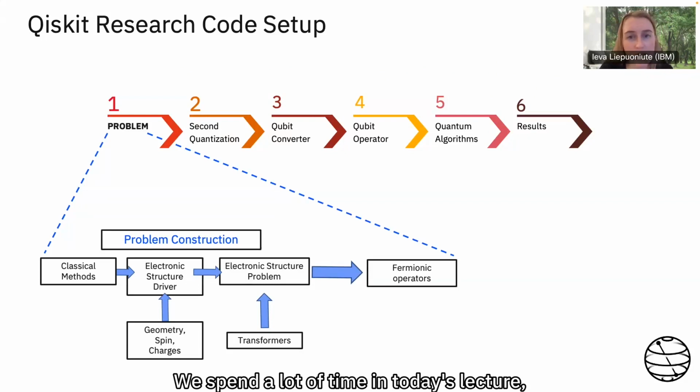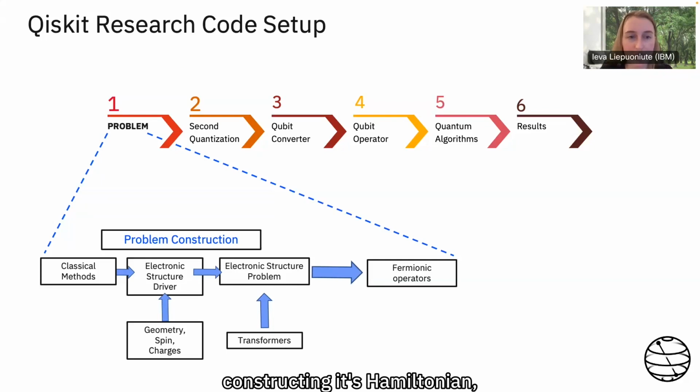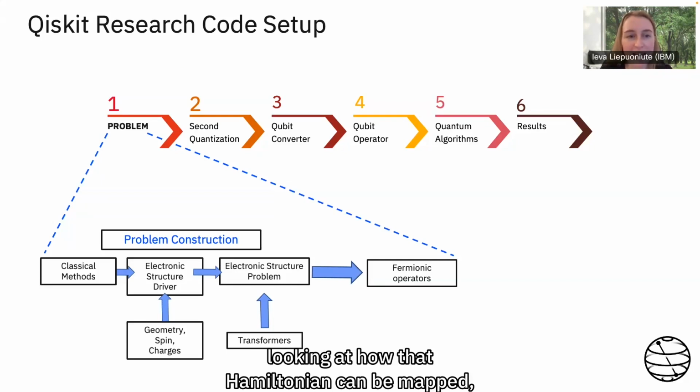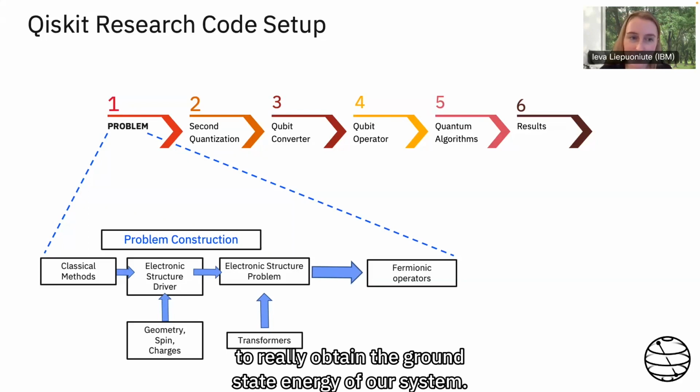We spent a lot of time in today's lecture looking at how we construct our problem, and that is going from our molecular system, constructing its Hamiltonian, looking at how that Hamiltonian can be mapped, and then choosing our variational quantum algorithm to obtain the ground state energy of our system.